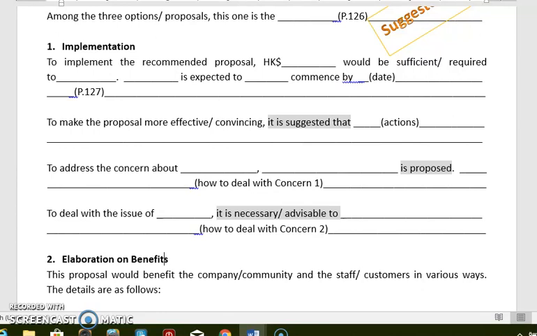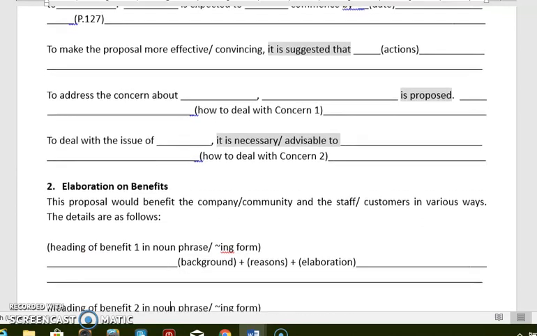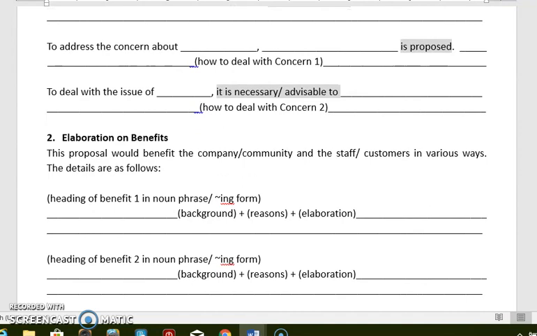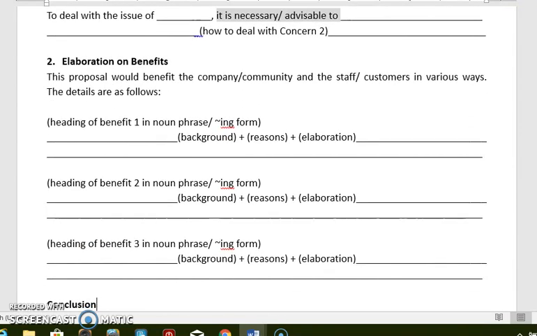Now, let's move on to the next section. It should be the number 3 section, the third section of the proposal. It is called the elaboration on benefits. As you can tell from the name, you will need to keep talking about the benefits. You will elaborate. That is, you need to make the sentences longer. You need to explain why we have these benefits. To start this section, we will put one sentence here.